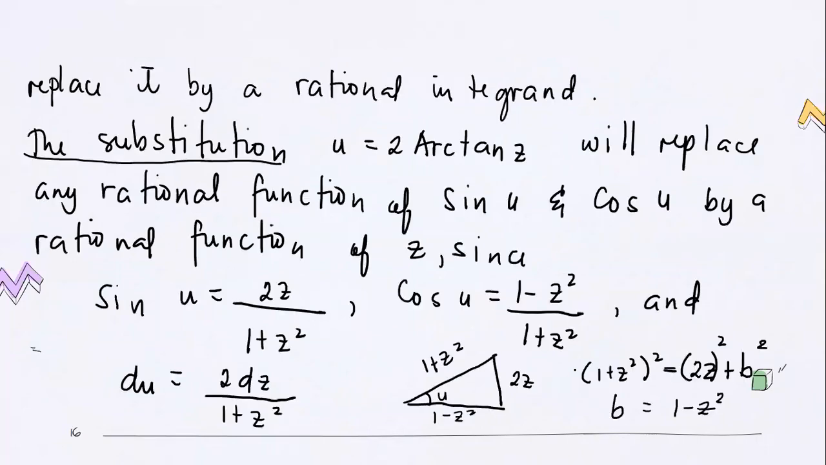Okay. Then, the first and second of these relations are obtained from the figure, which this one is your figure. And the third is obtained by differentiating u is equal to 2 arctan z. After integrating, use your z, which is equal to tangent of 1/2 u, to return to the original variable.